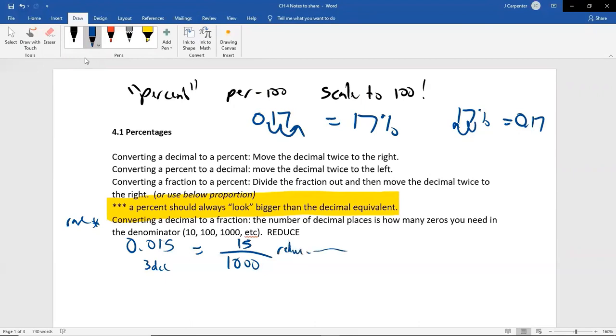I'm not even going to finish that problem because it's not the point. But 5 would go into both of those. I'll say it. It would then become 3/200. I'm just not going to write it.